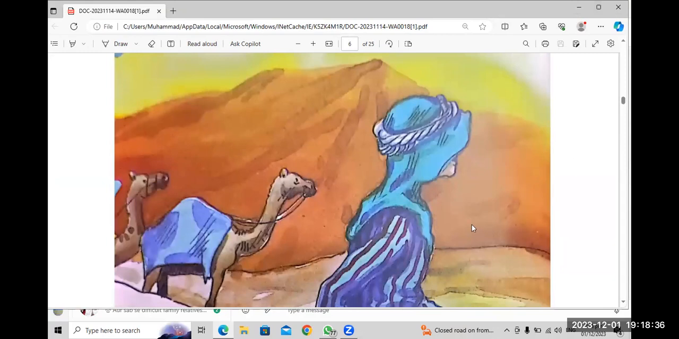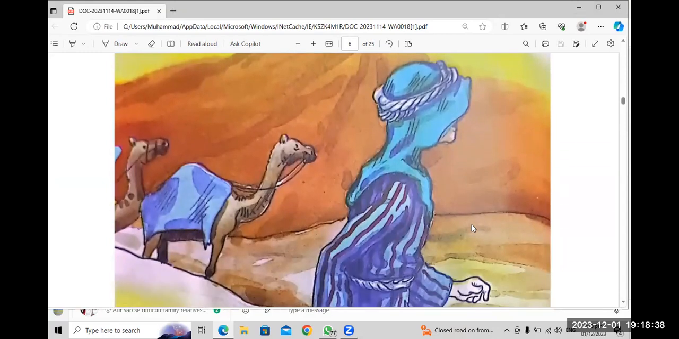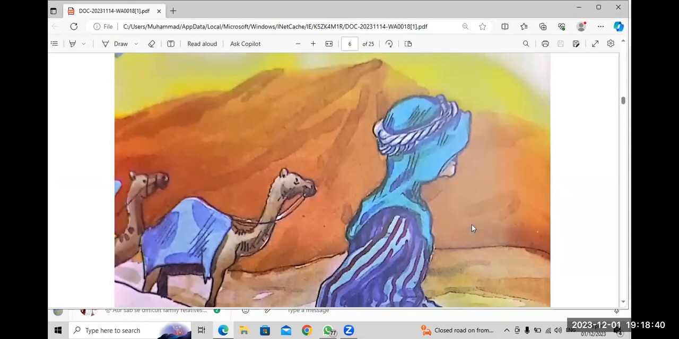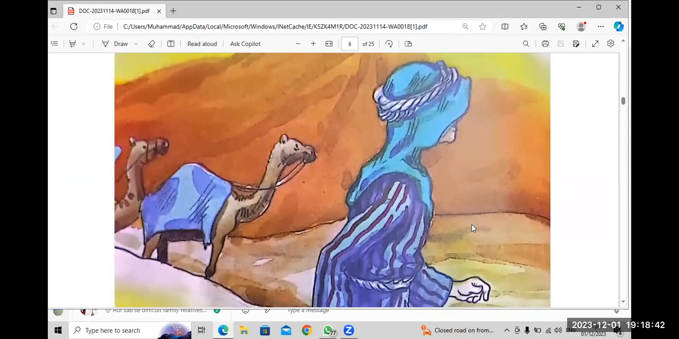Can you see this on the screen? Here it's a desert. So you know one thing that in desert there is less water. And why it is desert? Because all the area is sandy area. There is sand there and less water there. And can anyone tell me which animals were used in deserts to travel from one place to other?